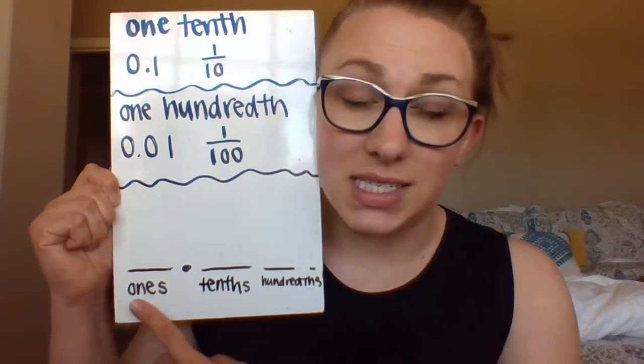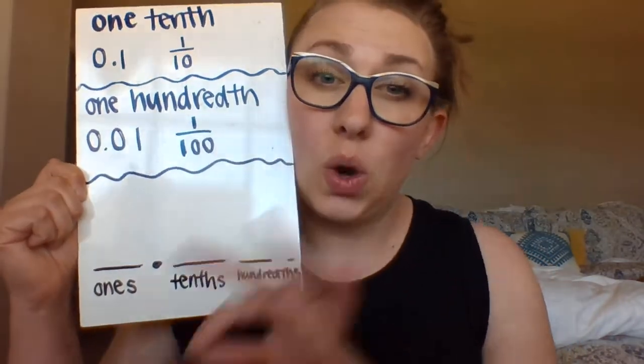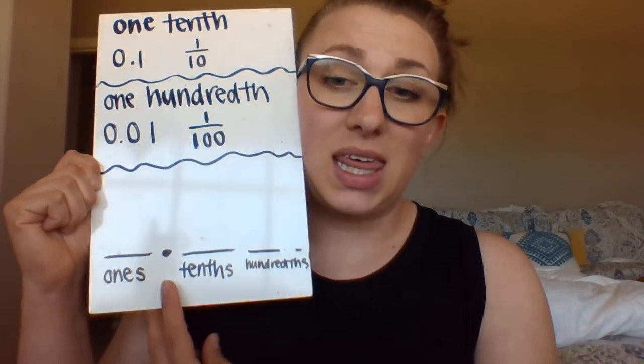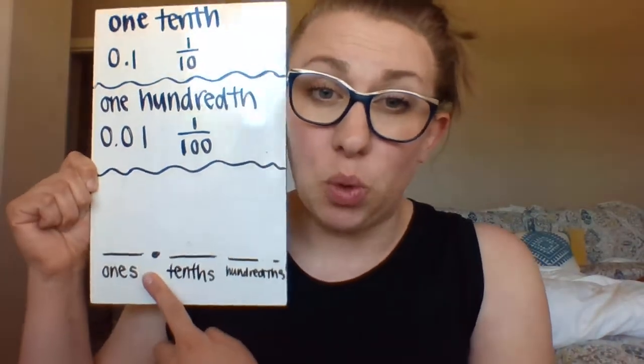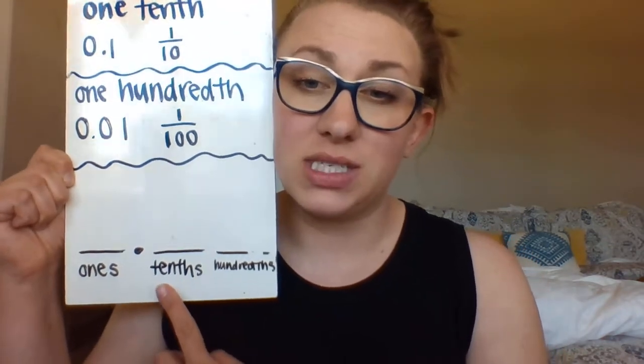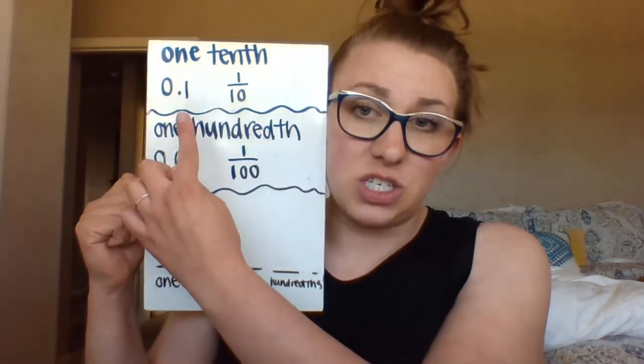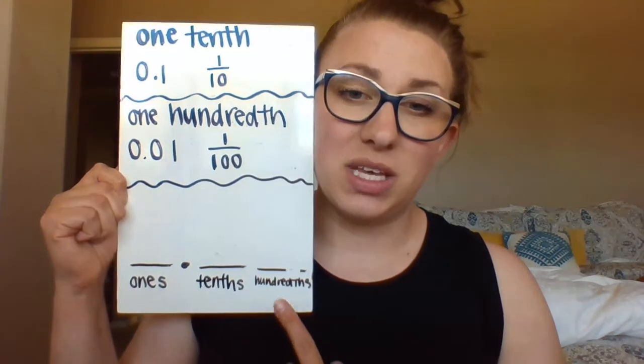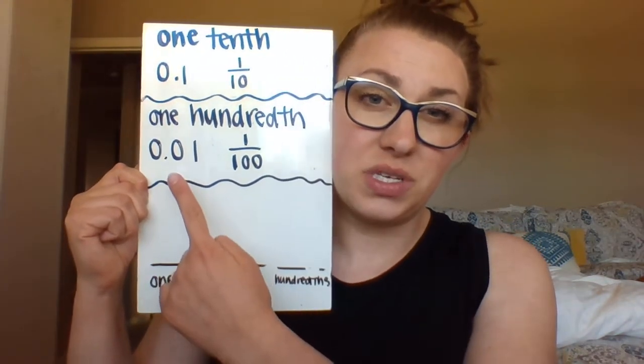Finally, down below here, you can see our place value. This is our ones place. Everything here is 1 or more, right? Then when we get that decimal point, we go into the fractions and decimals, the parts of numbers. This place value is the tenths, just like we saw here. This place value is hundredths, just like we saw here.